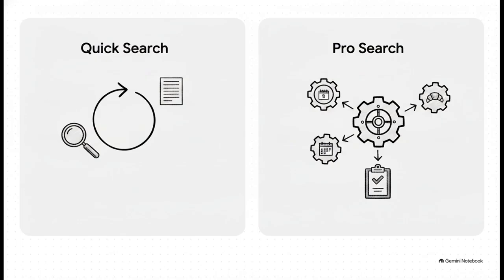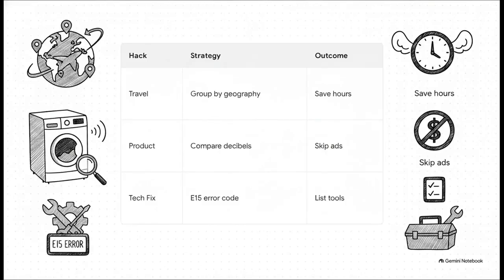Let's ground this abstract tech in some really relatable daily chores. Take travel. Instead of clicking through 30 different travel guides, just tell the AI to plan a Tokyo itinerary and group it geographically. Bam! You just save hours of backtracking on trains. For product research, ask the AI to compare the decibel levels of dishwashers under $800 by searching consumer forums. That instantly bypasses all those sponsored mommy blogs. Or honestly, my favorite, the tech fix. Tell the AI your washing machine is throwing an E15 error code and ask for the exact tools and step-by-step instructions from the official manual to fix it yourself. You are literally reclaiming hours of your life with these agentic searches.